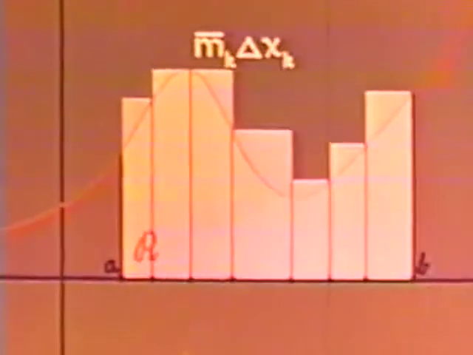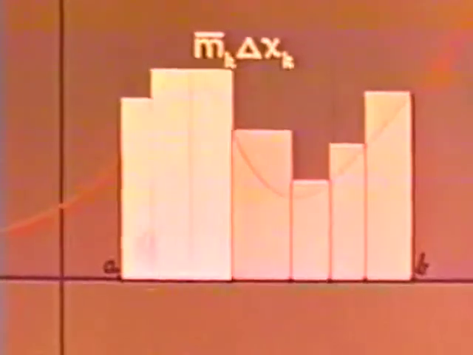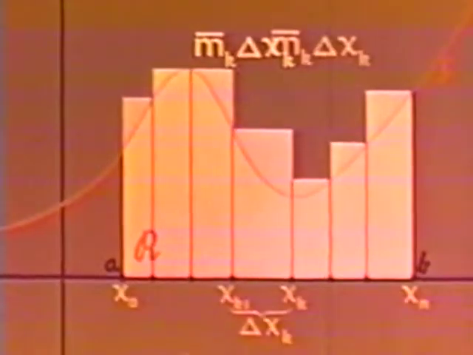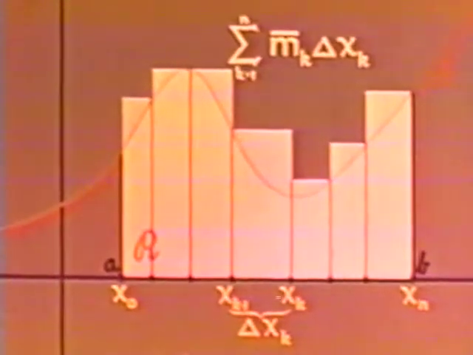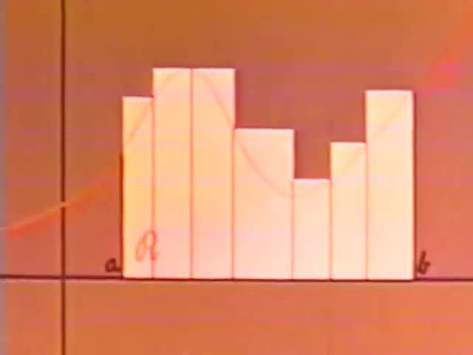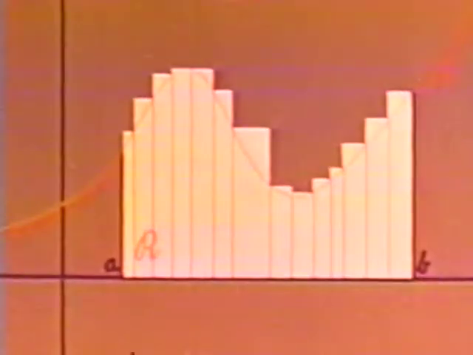The area of the smallest outer rectangular polygon, based on the partition sigma, is the sum of the areas of these rectangles, as k ranges from 1 to n. In the summation notation, it is equal to this. The number so obtained is called an upper sum for f, and for convenience is denoted by S sub f, upper bar of sigma. It follows that the outer area is equal to the greatest lower bound of all upper sums.